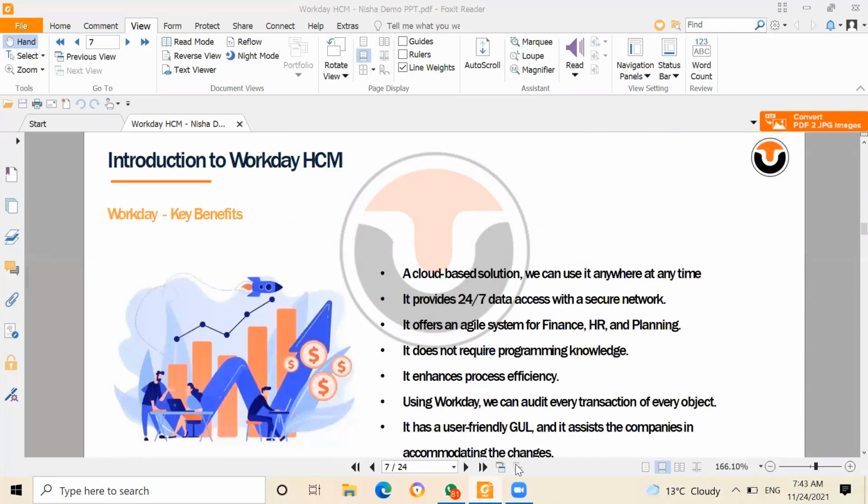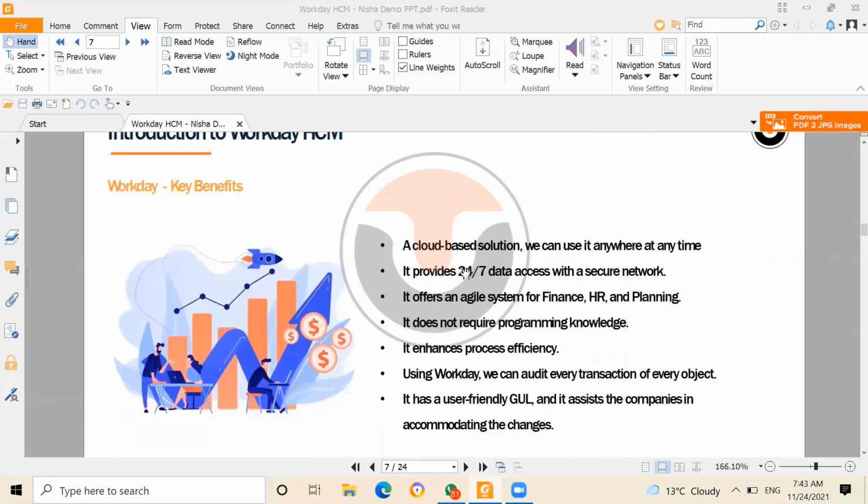Workday benefits they have mentioned over here. Obviously, I told you it's a cloud-based solution. You can use it on phone anytime. Just use the login credentials, and then you will be in the system. The system is called a tenant system, the Workday tenant access, and this tenant access will be 24/7.